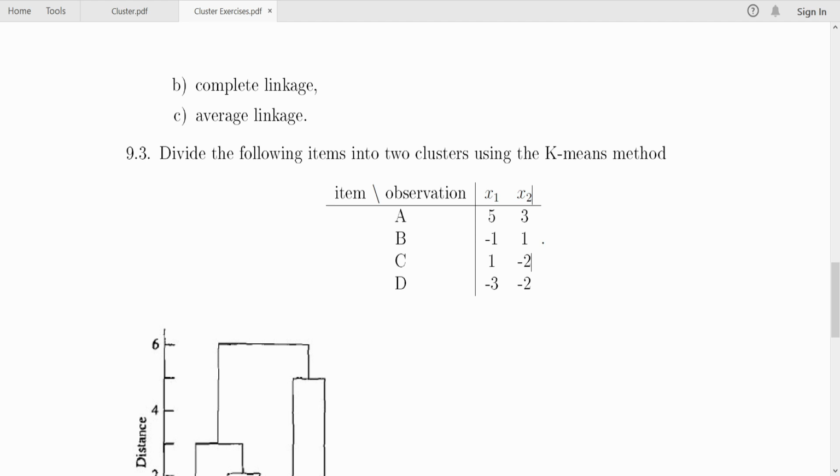But let's describe this algorithm on an example. You can still read it in the book, but let's see how those steps work in practice. Here we are given 2 variables, x1 and x2, and 4 items. What we want is to use the k-means method to create 2 clusters of those 4 individuals. So see this data and let's go to Excel.